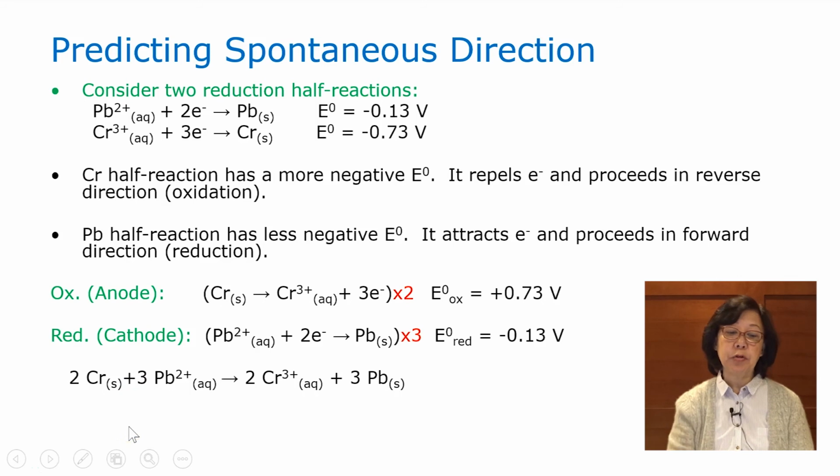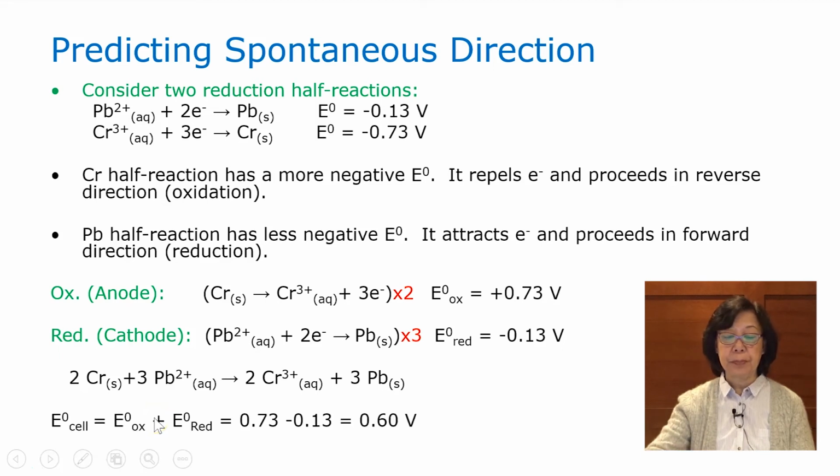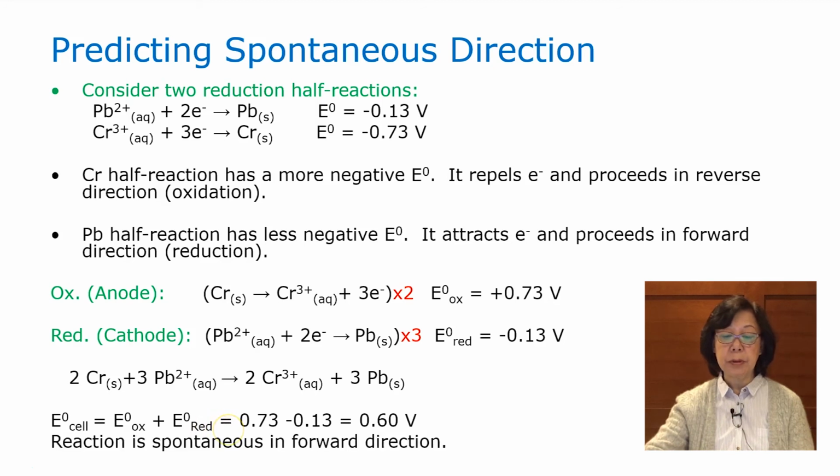Now, as we add up the two half reactions, we have 2 moles of chromium metal and 3 moles of lead 2 plus ion to form 2 moles of chromium 3 plus ion and 3 moles of lead, and the electrons would have been canceled out. The overall cell potential is the oxidation cell potential plus the reduction cell potential, which is 0.73 minus 0.13, which is positive 0.60 volts. And therefore, the reaction is spontaneous in the forward direction with a positive cell potential.